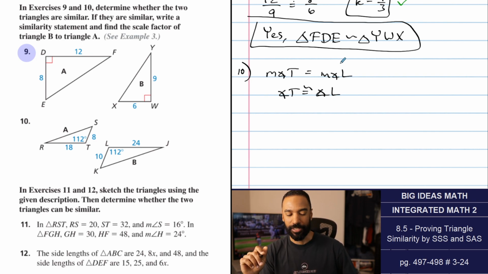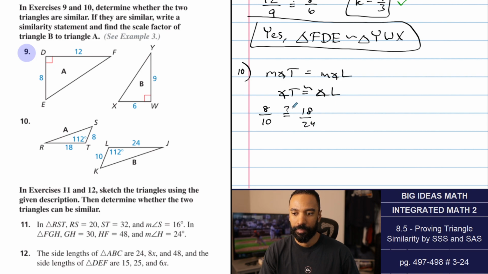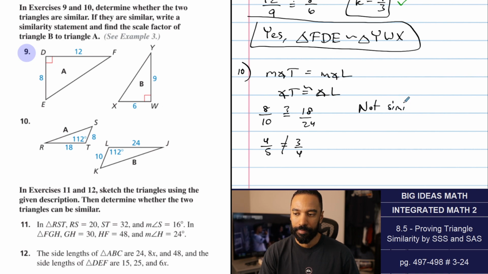Now, our scale factor test is going to be from triangle B to A. So this looks like a reduction, if it's indeed true. We're going to test and see if 8 over 10 equals 18 over 24. Well, 8 over 10 is 4/5. 18 over 24 is 3/4. They are not the same. These triangles are not similar.